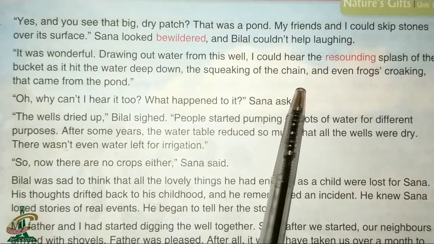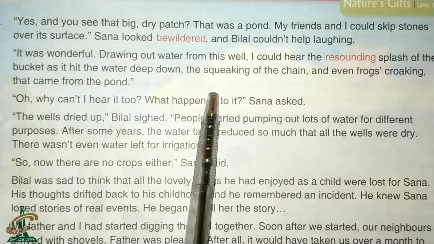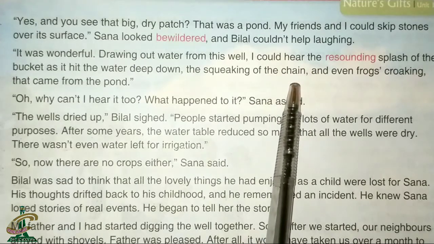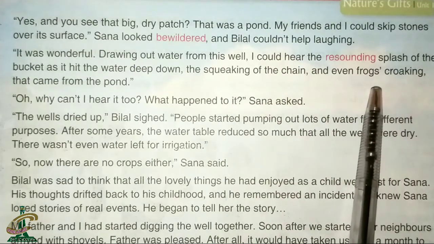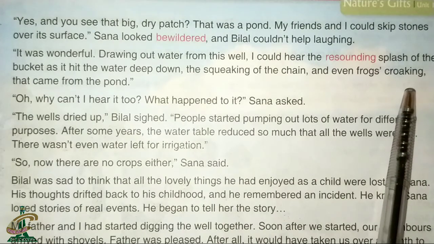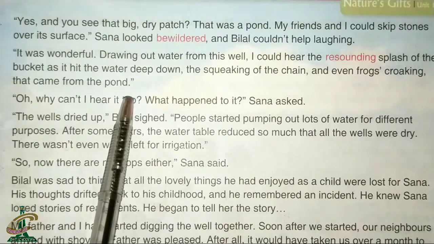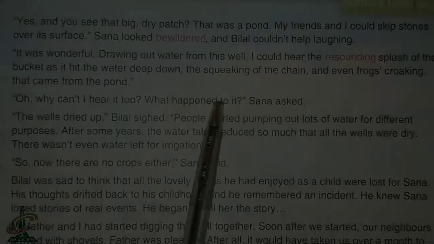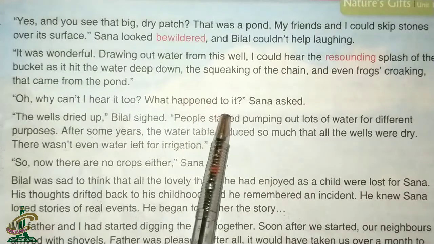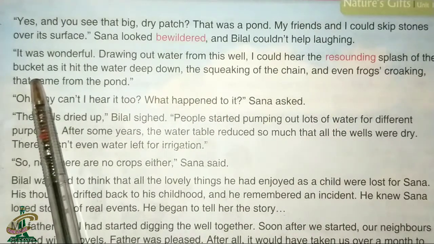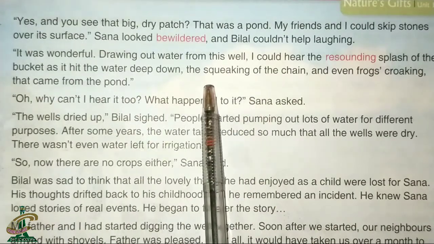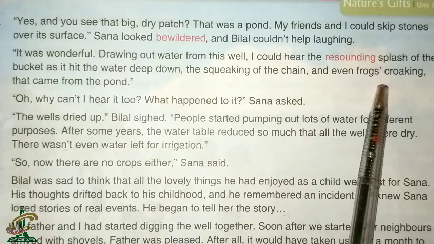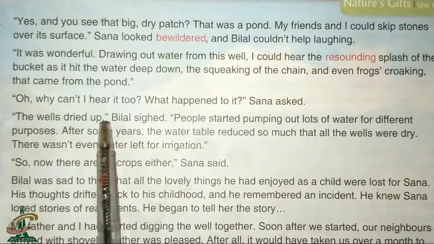The squeaking of the chain. Squeak means to make a high-pitched sound. So a high-pitched sound of the chain was heard. And even frogs croaking. Frogs croaking means a rough sound produced by frogs that came from the pond. Previously it was a pond, but now it's just a dry patch of land. So dear students, here 3 sounds are mentioned. Number 1, resounding sound of the bucket when it hits the water. Number 2, squeaking of the chain. And number 3, croaking of frogs. Clear?